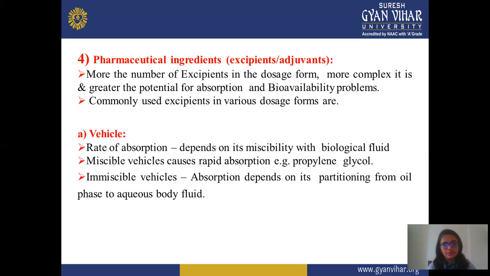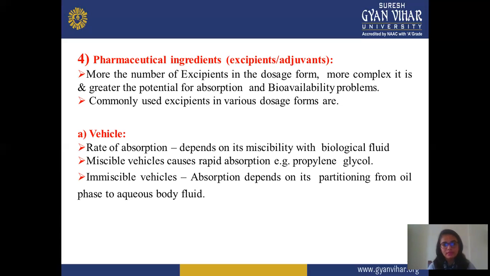Commonly used excipients in various forms include some major ones. The first is vehicle. The rate of absorption depends on the vehicle's miscibility in biological fluid, so the vehicle may be selected depending on that miscibility. Next is the miscible vehicle, with rapid absorption, for example propylene glycol. This is an example of a vehicle, and you mainly select it according to the particular miscibility requirement of the solution.